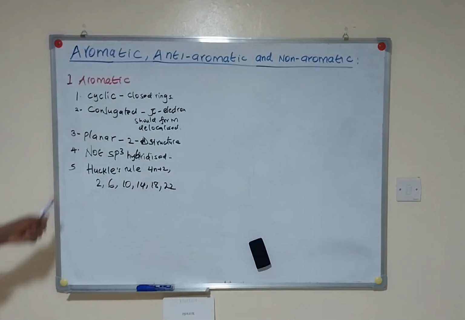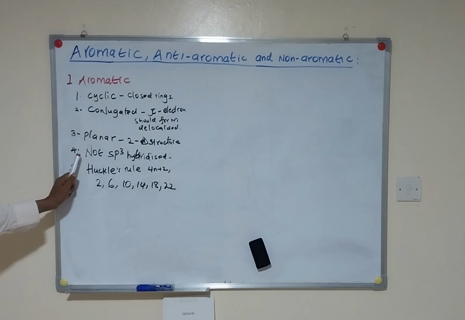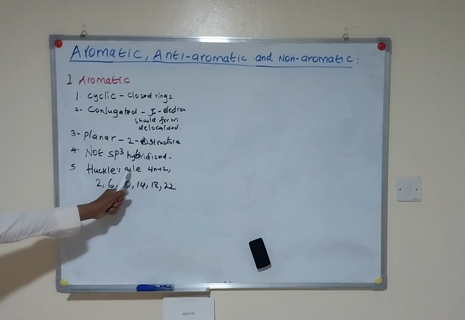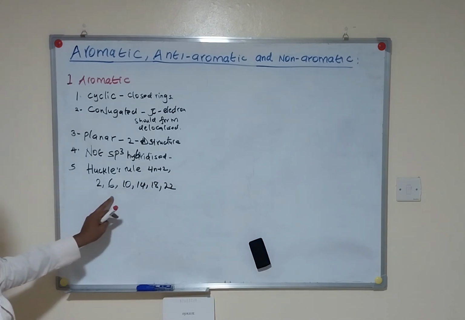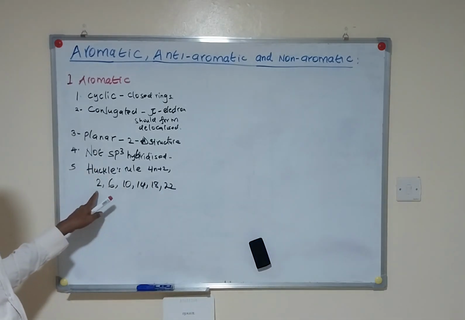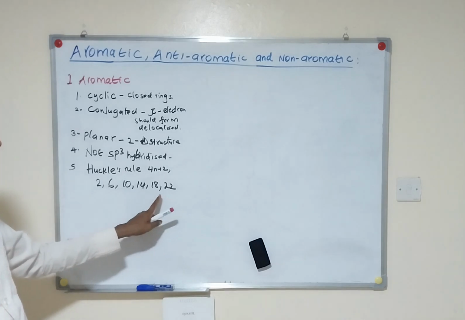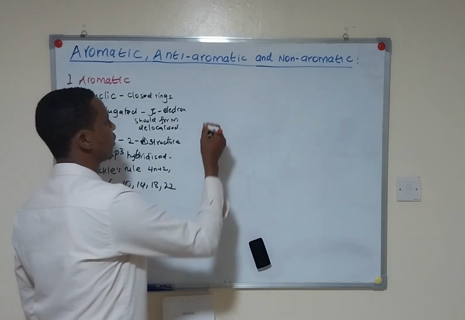So aromatic compounds have those conditions: must be cyclic, must be conjugated, must be planar, should not be sp3 hybridized, meaning it should be either sp2 or sp hybridized, and it should conform to Huckel's rule, 4n plus 2. The number of pi electrons is 2, 6, 10, 14, 18, and 22. So if the compound has this number of pi electrons and the rest of the conditions, that compound is aromatic. So what about anti-aromatic?